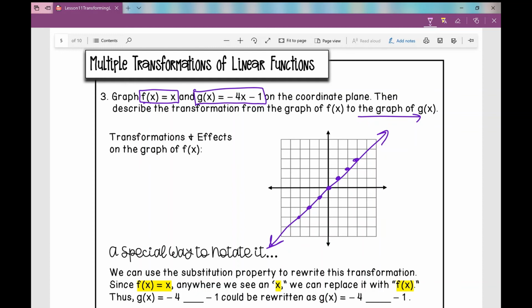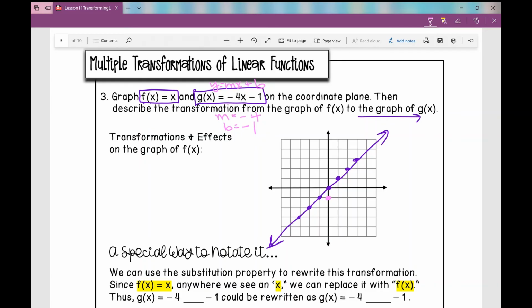And now we're going to graph g of x, and I'm going to do it in a different color. So for just the sake of graphing this, since it's in slope-intercept form, y equals mx plus b, we're just going to identify our slope and our y-intercept. So our slope is negative 4, and our y-intercept is negative 1. So what do we graph first? Our y-intercept, our beginning point, negative 1.